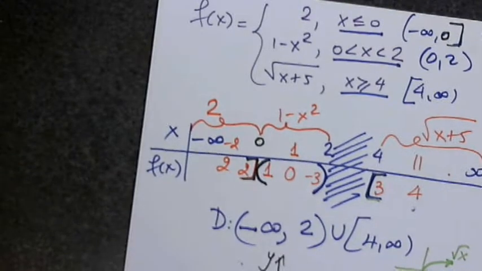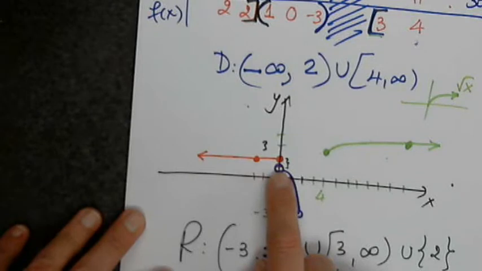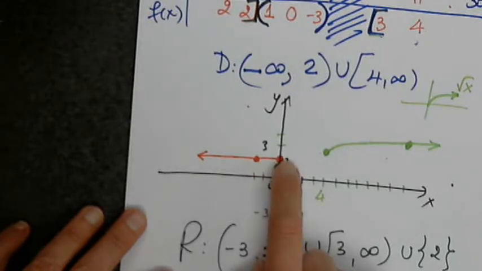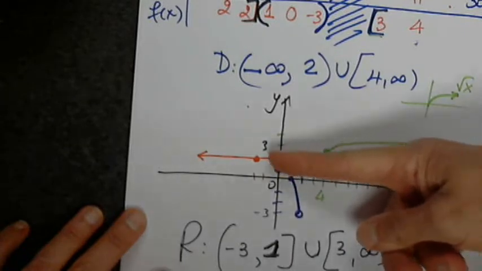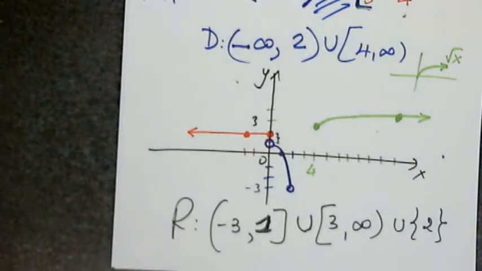On the range? Yes. Yes, it's between -3 and +1. There is a complete gap between +1 and +2. And this is just one number. So I have to put it in braces. I cannot include it as an open parenthesis or a closed parenthesis because it's just one point.